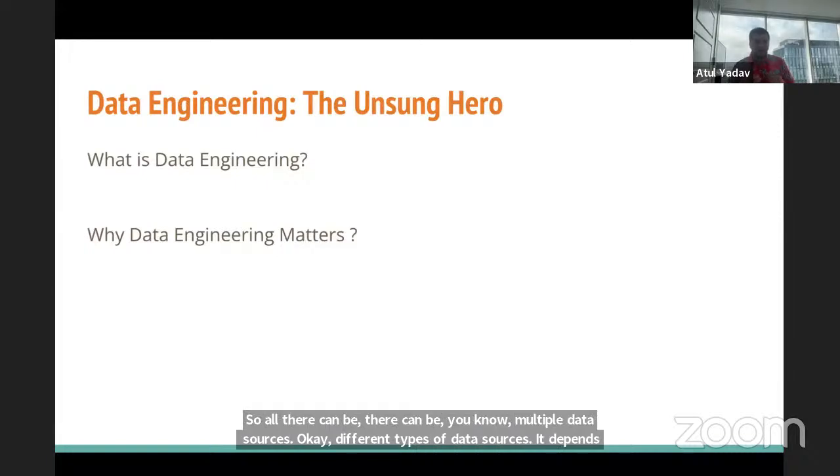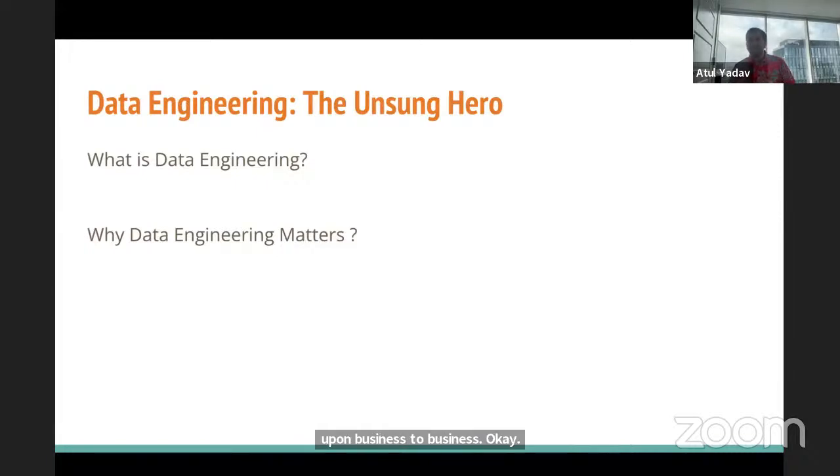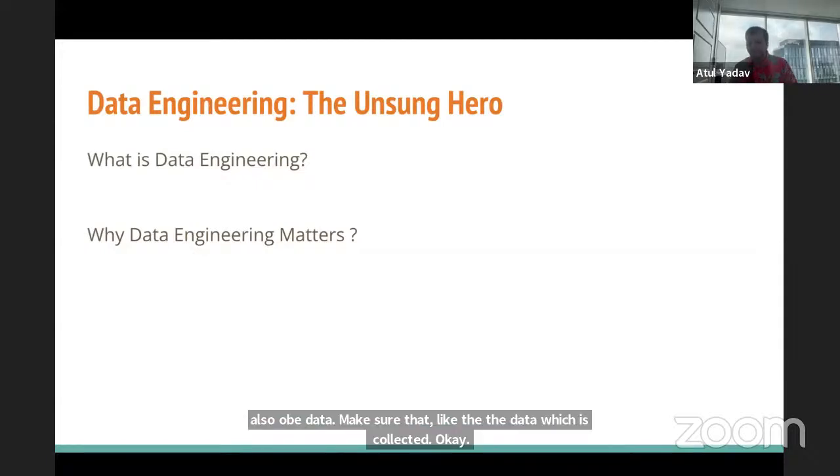And also, the data engineer makes sure that the data which is collected is in a usable format.